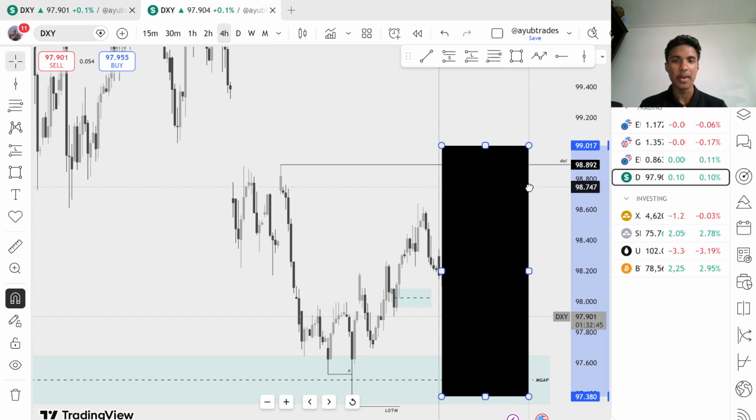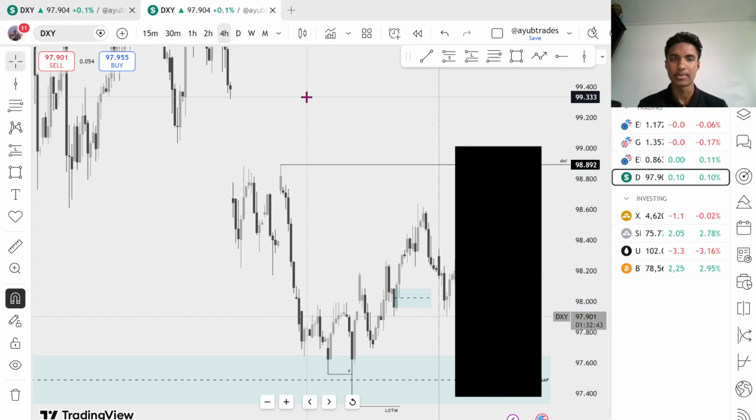Okay, and by the way, remember, we want to stay on the 4 hour. Why? Because we're trying to trade in line with the weekly candle, so we have to stay on the 4 hour. Anything else, if you go on the 1 hour, that's just noise. It's not gonna show us true displacement. We want to stay on the 4 hour.